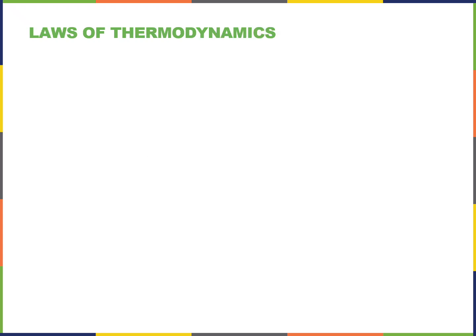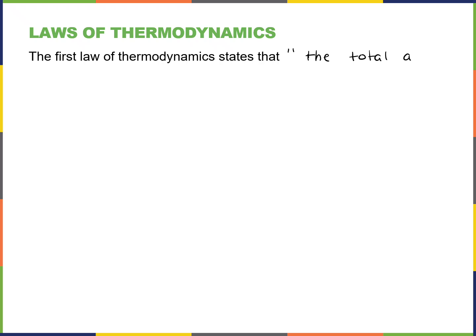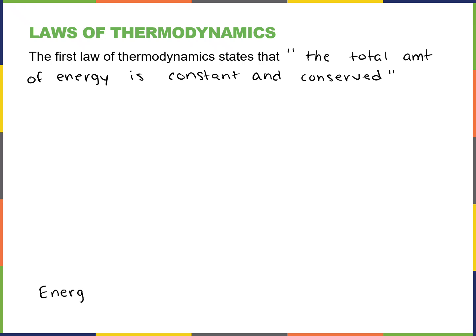There are a few laws of thermodynamics that we need to get kind of clear in our head. The first law of thermodynamics states, and this is the quote of it all, the total amount of energy in the universe is constant and conserved. Constant and conserved. What does that mean? That is the all energy can neither be created nor destroyed law.